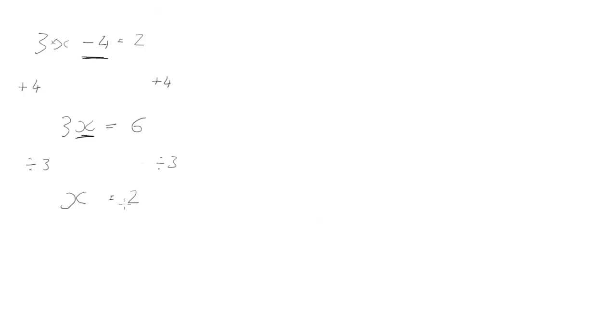You can check that by putting it back into our equation at the top up here. So, according to our answer, x is 2, so if we're right, 3 times 2 minus 4 should equal 2. Well, we know that 3 times 2 is 6. 6 minus 4 is 2. So we're right.